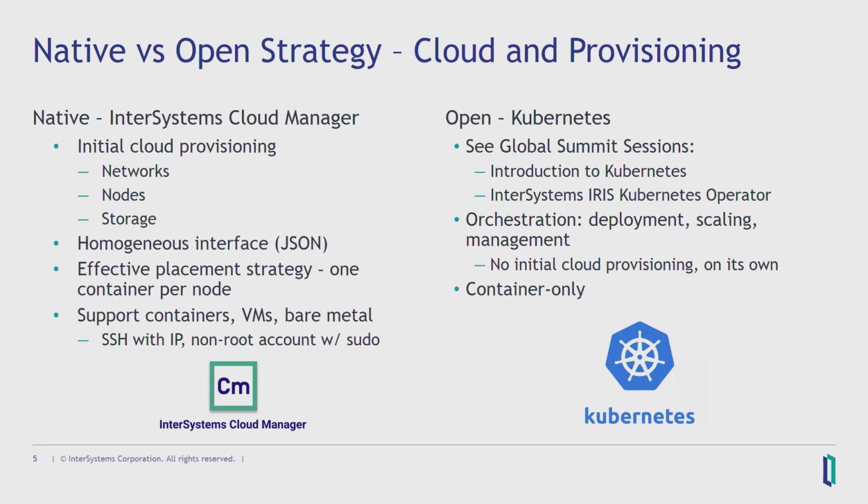So Kubernetes handles the orchestration, the deployment and scaling, and some of the management of your clusters, but it typically, at least on its own, doesn't do the initial cloud provisioning. So ICM is where you can actually define what the cloud infrastructure is going to look like and spin that up. Whereas with Kubernetes, you're typically creating the underlying Kubernetes cluster. Some of the managed Kubernetes services on the various clouds provide some of that, but Kubernetes is container only, so ICM supports some of the bare metal and vSphere deployments as well.